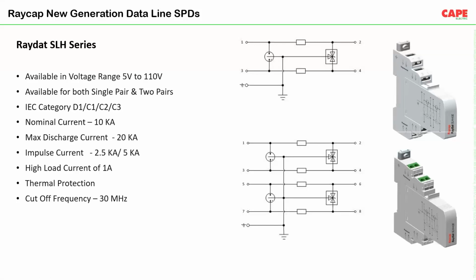Now, from the communication point of view, this load current is very high. Generally, load current will be much less than 1 ampere. It will be in milliamps. It has an integrated thermal protection and a very high cutoff frequency of 30 megahertz. Now, frequency also plays a very important role while selecting a data SPD. We have to ensure that the SPD we are selecting has a proper frequency range for the communication system where we are going to install these SPDs.